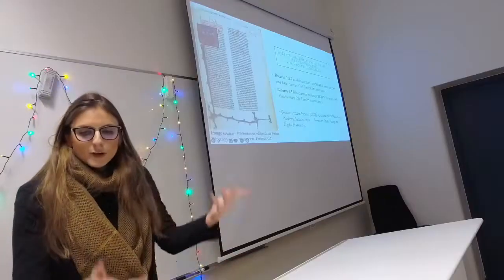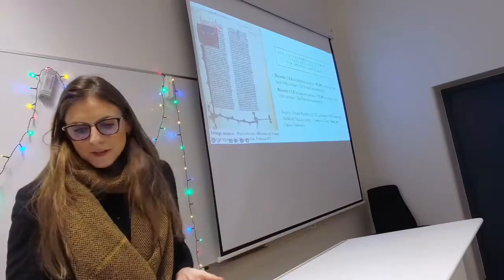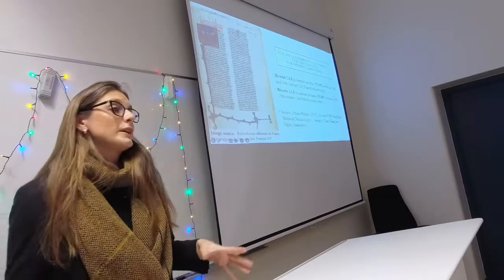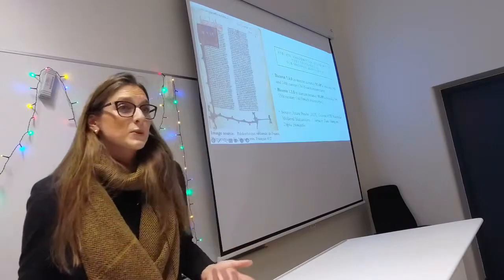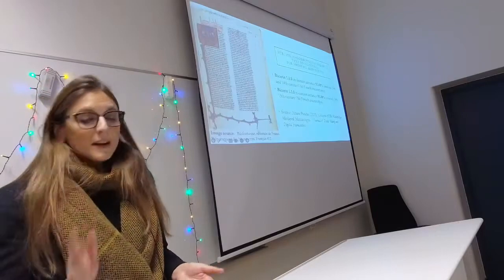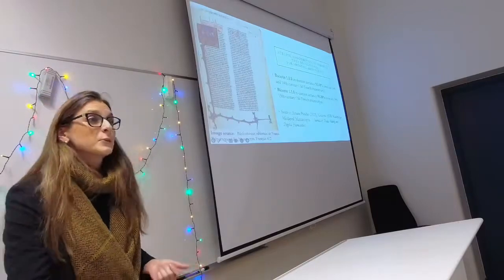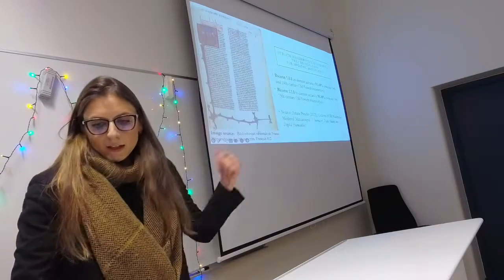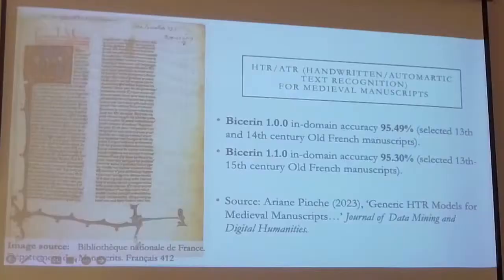Meanwhile, today, for other languages and other medieval manuscripts, we have some models that already match the desirable or acceptable accuracy of OCR models. So 95% accuracy, this is something that we can already get for medieval manuscripts. On this slide, you have 2 versions of, well, I never know how to say this name, Bicerin. How do Italians call this type of coffee around Torino? The Bicerin model, which was developed by Ariane Pinche and her colleagues in Lyon and in Paris, has an accuracy of about 95% for in-domain manuscripts.